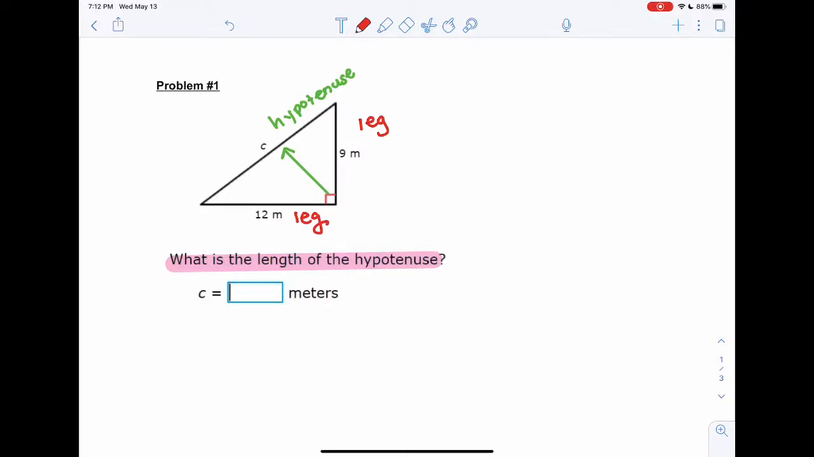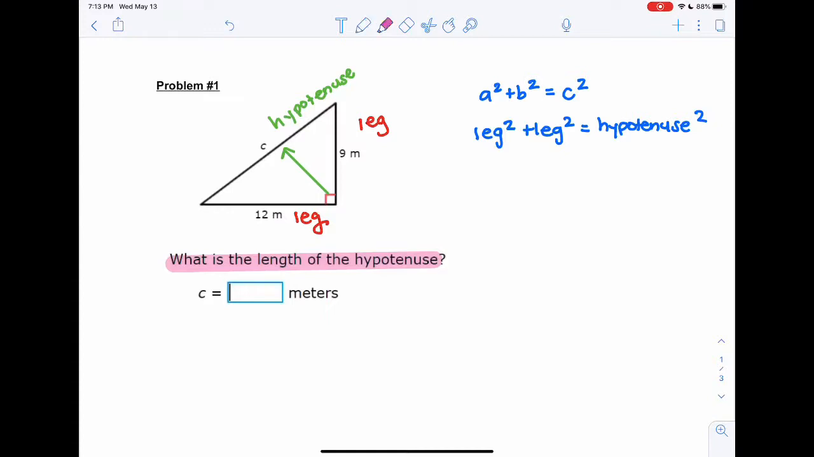Okay? And now to solve the length of the hypotenuse, we need our Pythagorean theorem. So our Pythagorean theorem says a squared plus b squared equals c squared. Another way to write this formula is leg squared plus leg squared equals hypotenuse squared. And now all we have to do is substitute inside the numbers and variables.